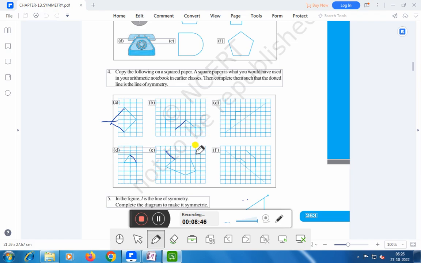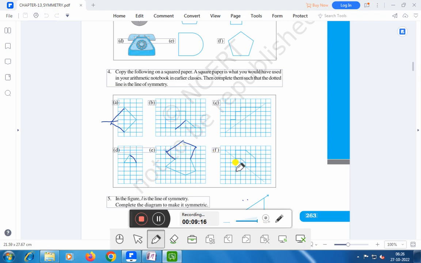1, 2, 3, 1, 2, 3, like this. All the lines should be equal, right? I am to draw nearly the same line, but roughly I am drawing this one and this one, right? And this is the line of symmetry, and this line of symmetry divides the figure into two equal halves, right?